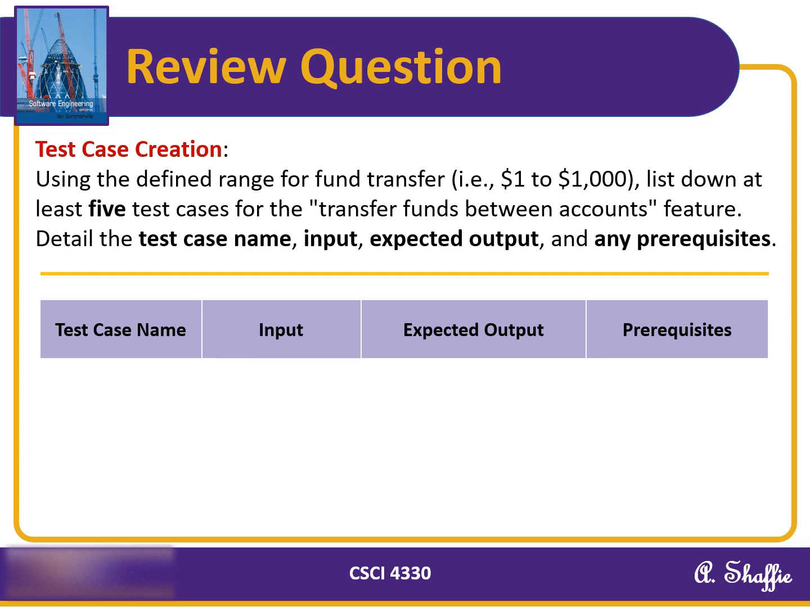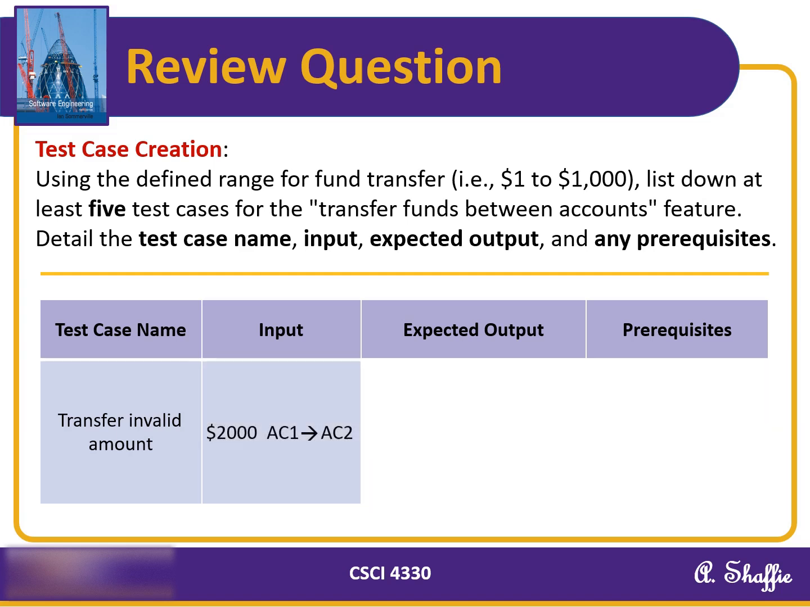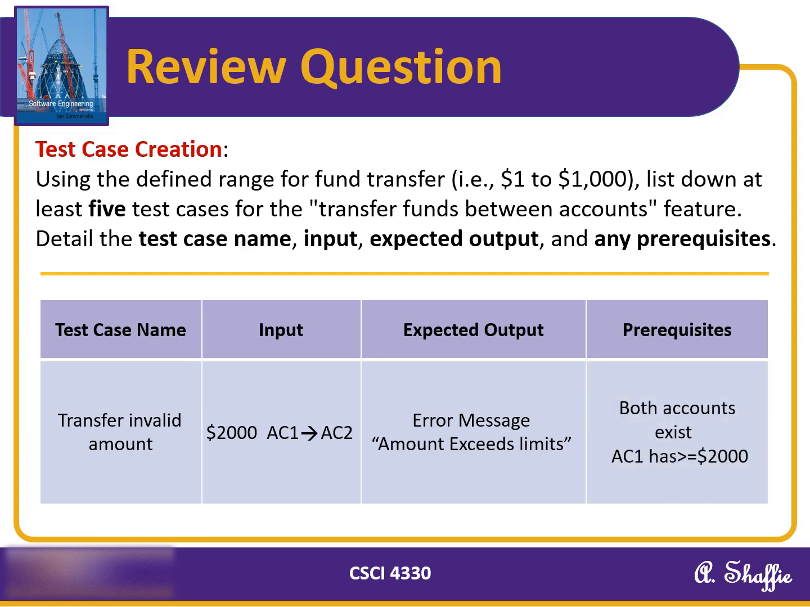Now let's move into testing an invalid transfer amount. I will name this test case transfer invalid amount. For the input, I will use a value greater than 1,000 to transfer from account 1 to account 2, let's say $2,000. The expected output should be an error message indicating that the transferred amount exceeds the valid limit for a single transaction. And of course, the prerequisite for this test should be that both accounts exist and account 1 must have a balance greater than 2,000.